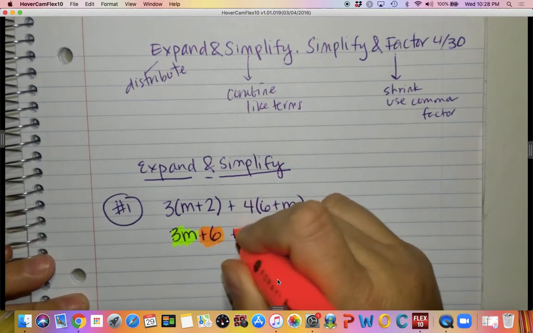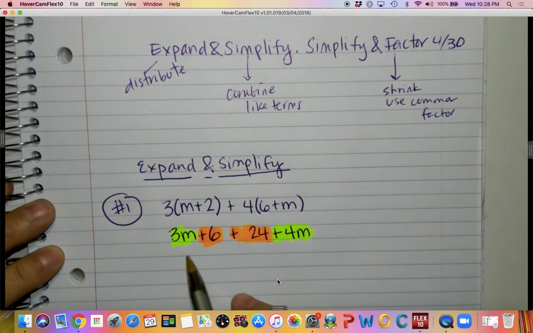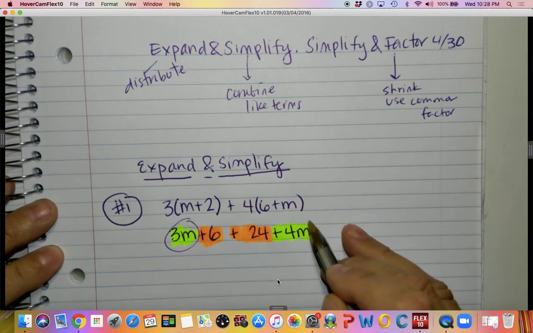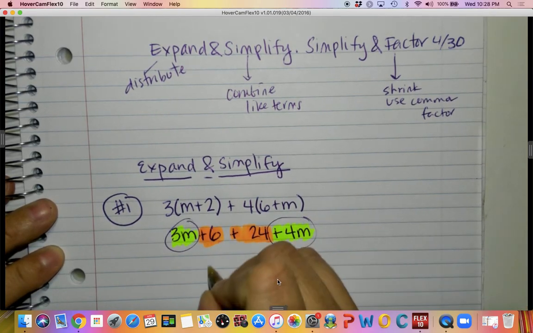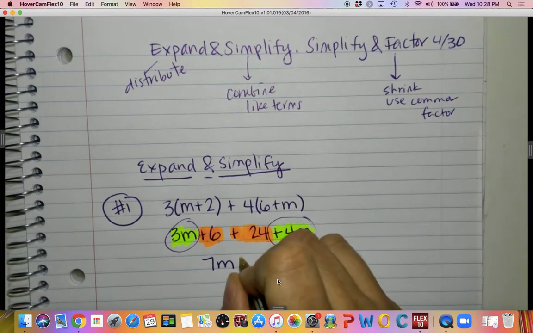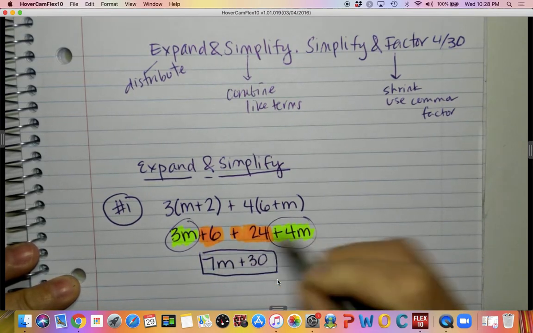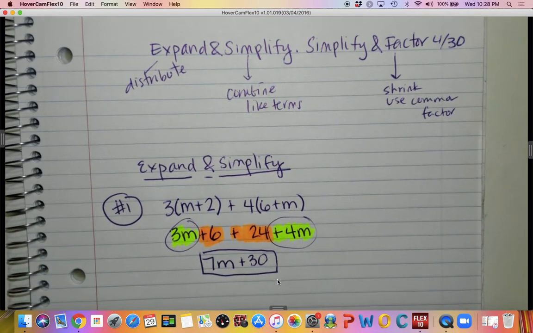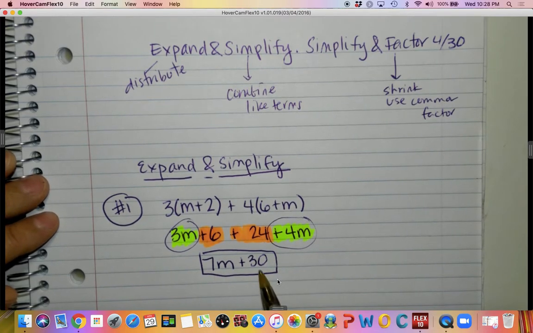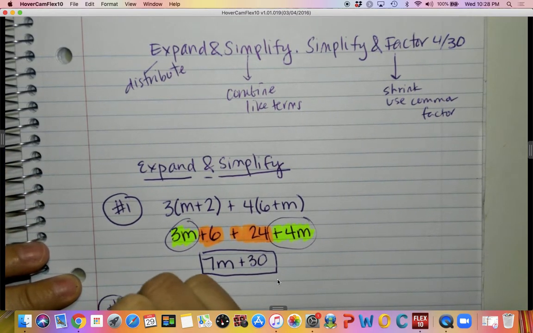I cannot combine numbers if they don't have m's next to them. First, I combine my m's. 3 m's and 4 m's that are positive give me 7 m's. And then I have positive 6 and positive 24. That gives me 30. My answer is simplified because I've combined the like terms. I can't go any further. I cannot add 30 to the 7m because the 30 doesn't have an m. It's different. It's special.